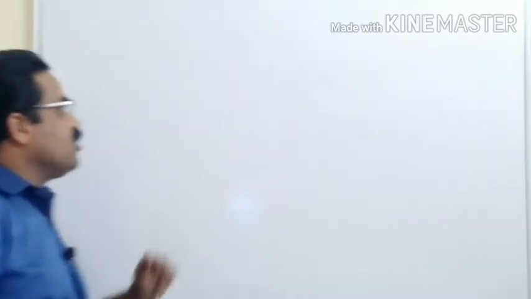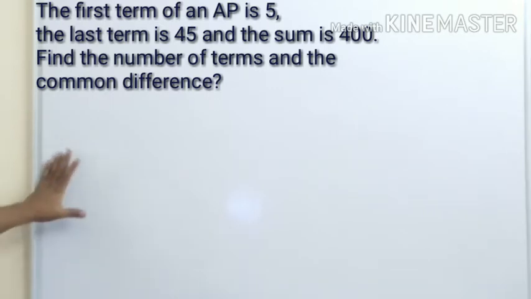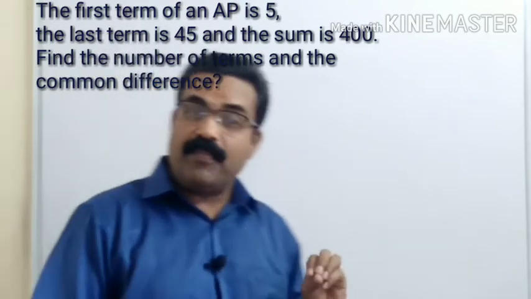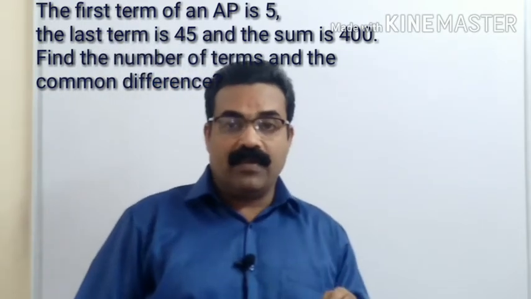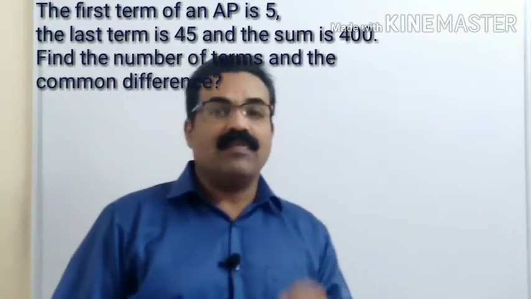So here is your next question. The first term of an AP is 5, the last term is 45 and the sum is 400. Then find the number of terms and the common difference. So this question is question number 5 of your exercise 5.3. So what is given here? Let us write that first, then we will solve this question.